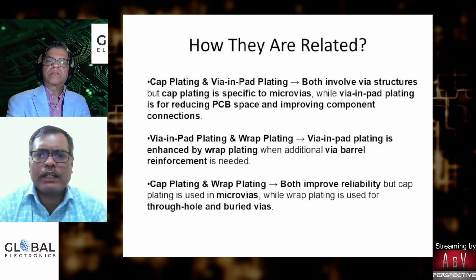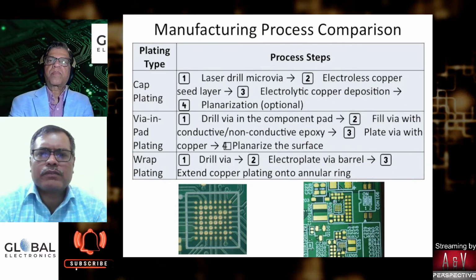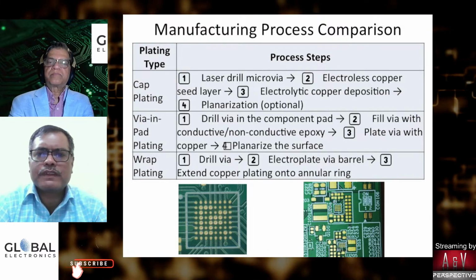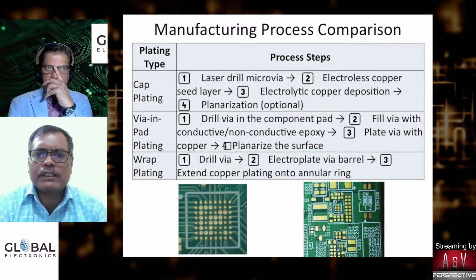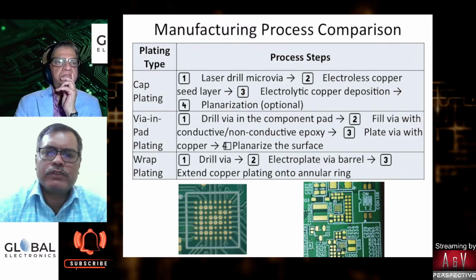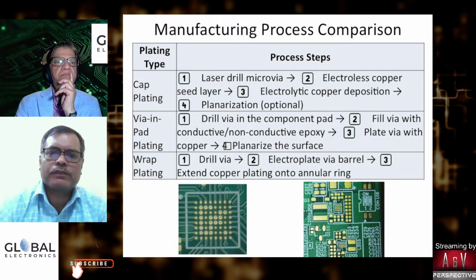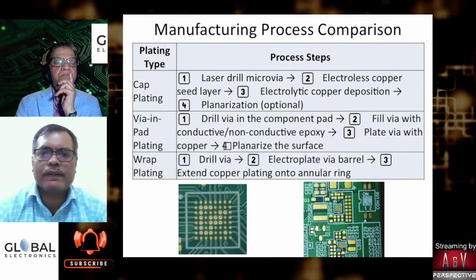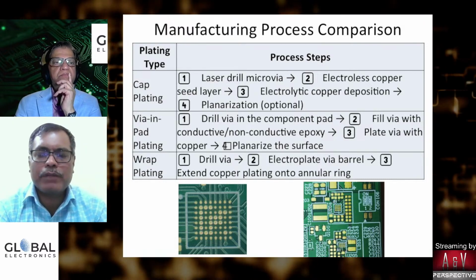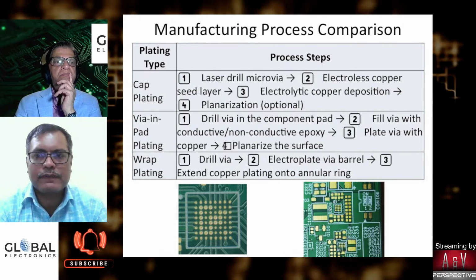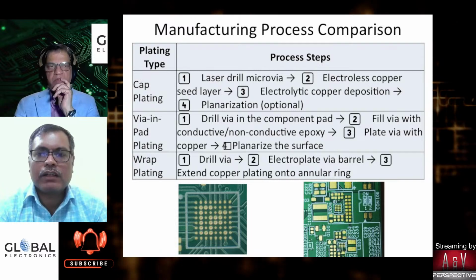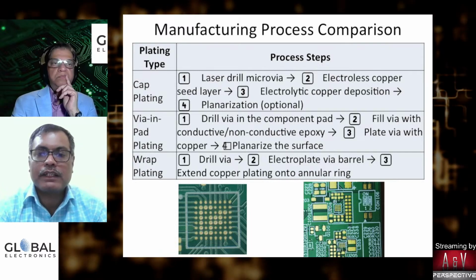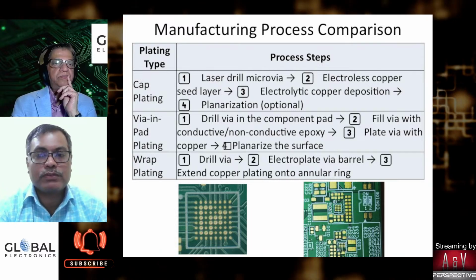This is slide number 8. What we highlight here is a manufacturing process comparison between three different plating types with respect to process step. If you take the cap plating, you will understand the process here. First is laser drill microvia. Then electroless copper seed layer is the second process. Then electrolytic copper deposition is the third process, and planarization is the fourth process.